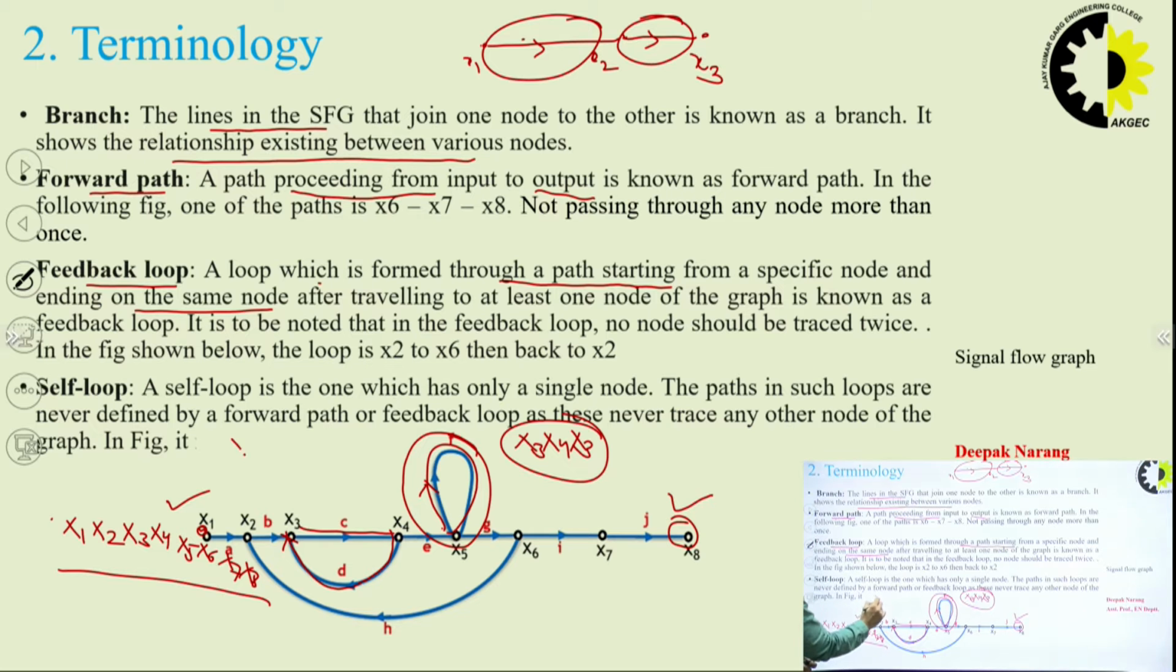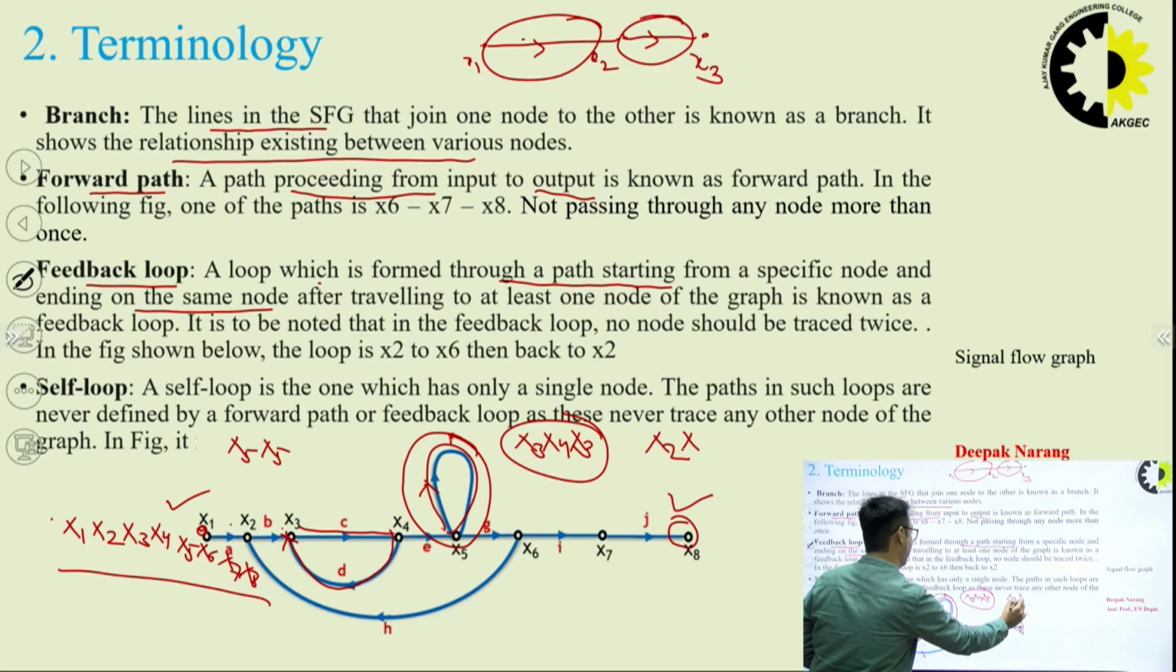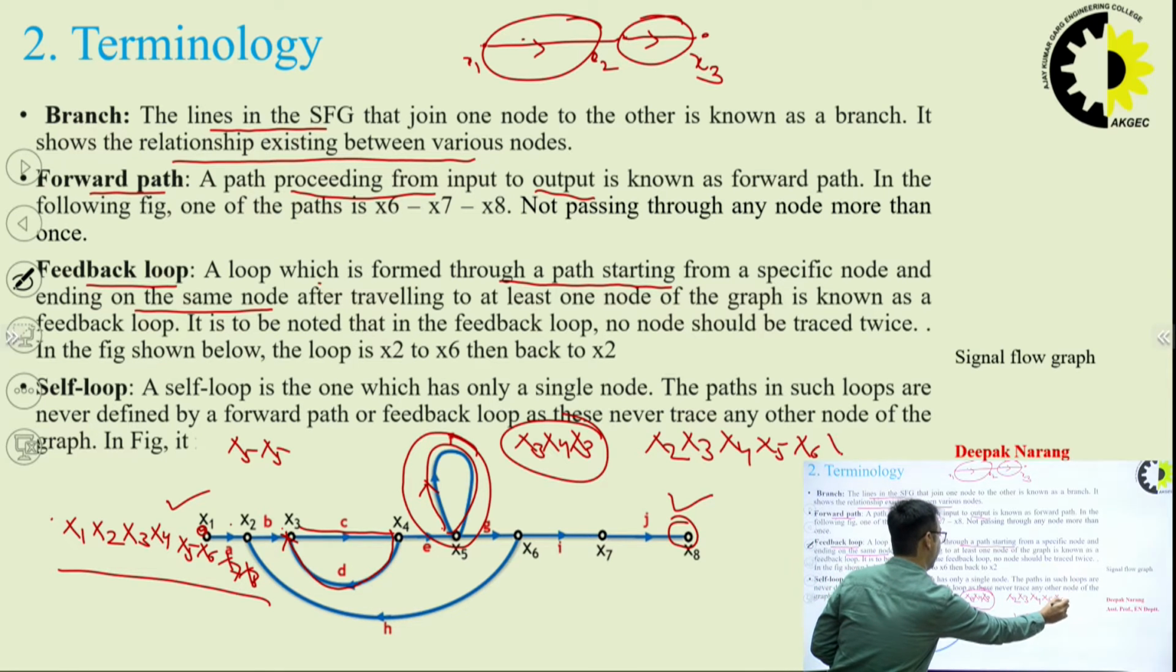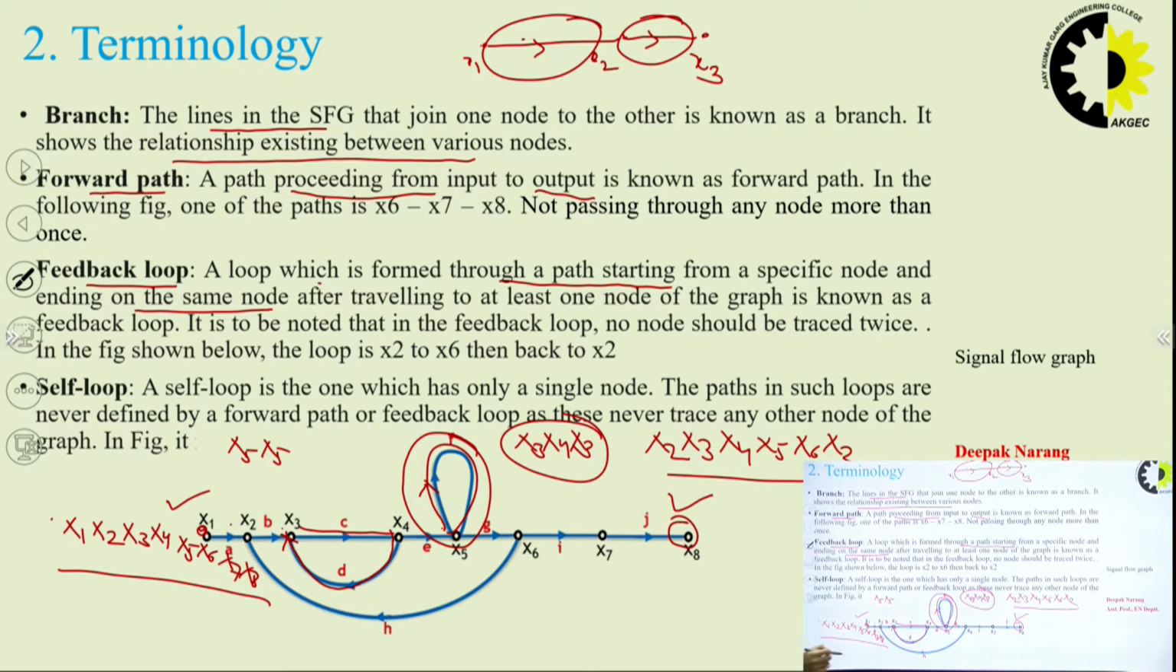Likewise, x5 and x5, it is also a loop. x2, x3, x4, x5, x6 and x2, again, it is an example of a loop. Next is self loop. A loop which is having only one point, one starting point and the same ending point, like x5, x5. This is our self loop.